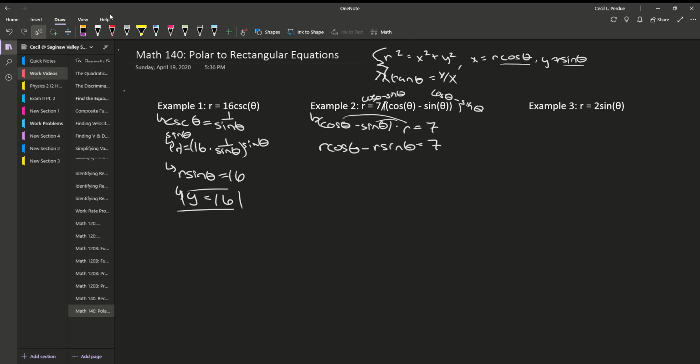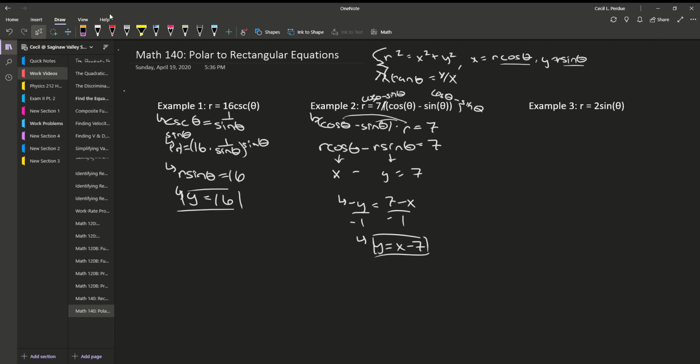R cosine theta is x, so we have x minus r sine theta, which is y, is equal to 7. So now if we solve for y, we're going to have negative y is equal to 7 minus x, and then divide by negative 1 on both sides, and y is equal to x minus 7.